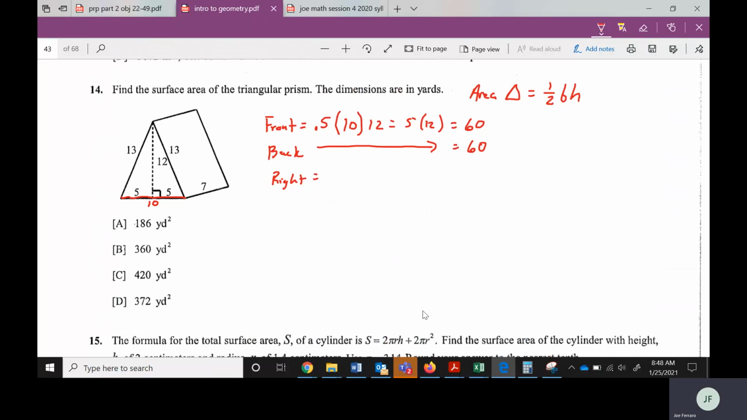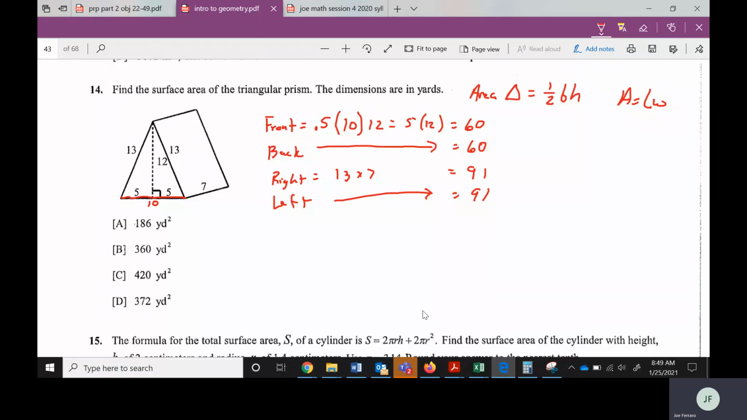Okay, the right side is a rectangle. Okay, so rectangle, that's just length times width. So we have 13 and 7. We'll put the answer way over here. So just line up. So that's 91. Now the right side is 13 by 7. So it's going to be 13 here. It's going to go 7 back to this corner. So the left is also 91. Okay, now just don't forget the front and a back.